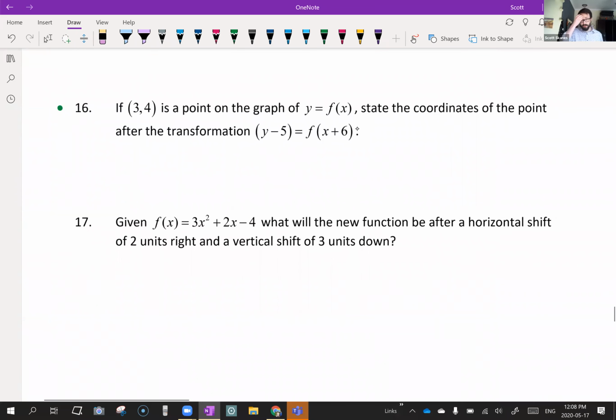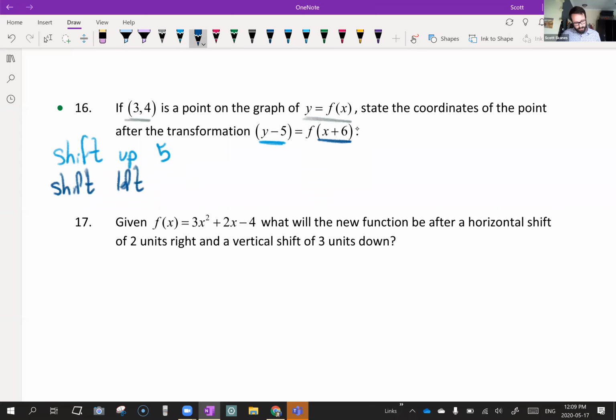Now I want to give you a little bit of advice. So if 3, 4 is a point on the graph of y equals f of x, state the coordinates of the point after the transformation of y minus 5 and x plus 6. But we have two things going on here. The y minus 5 means we shift up by 5. The x plus 6 means we shift left by 6 because it's always opposites.